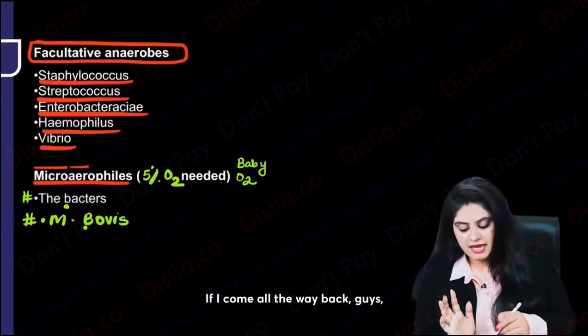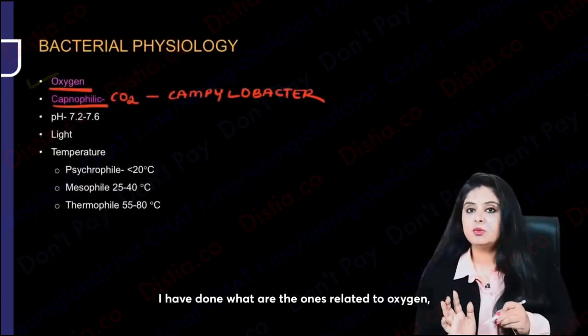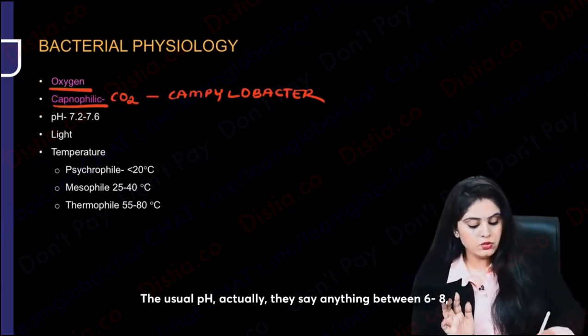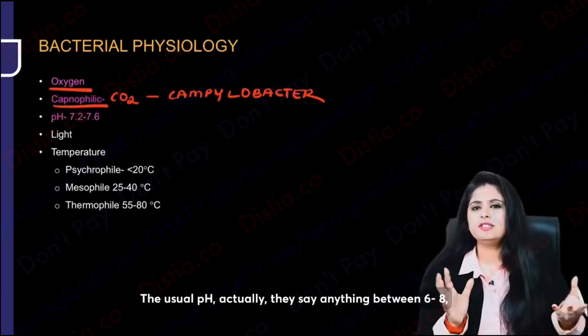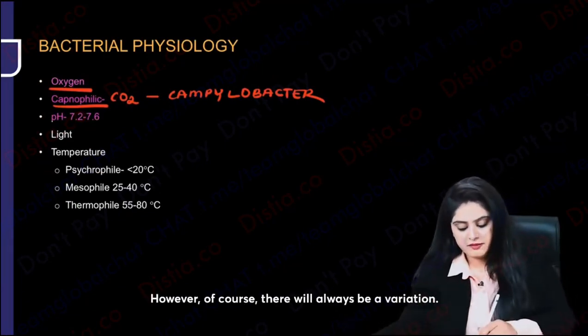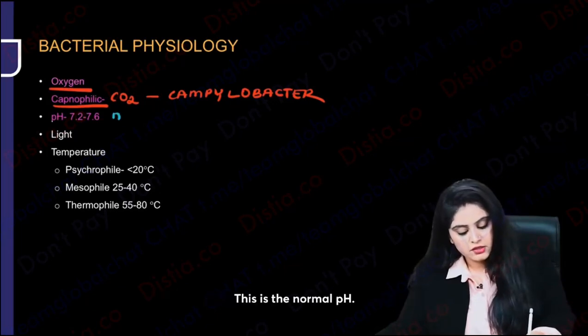If I come all the way back, guys, I have done the ones related to oxygen, and the ones which are capnophilic. Now I come down to pH. The usual pH, they say, is anything between 6 to 8, the normal pH in which they grow. However, of course, there will always be a variation.